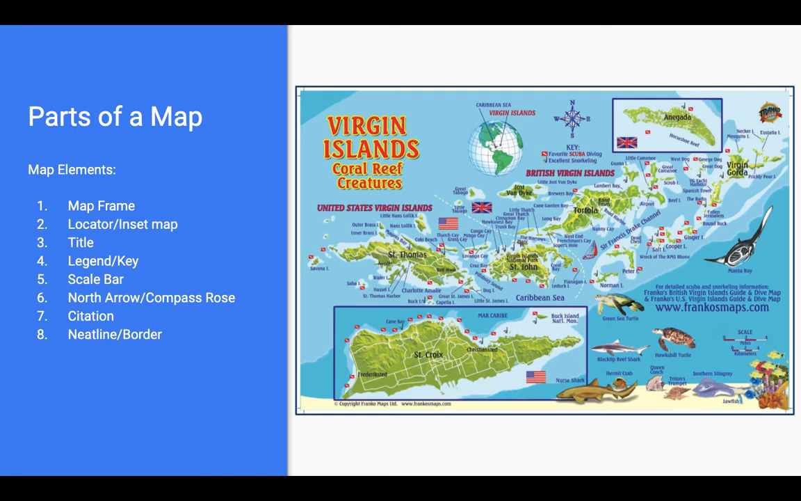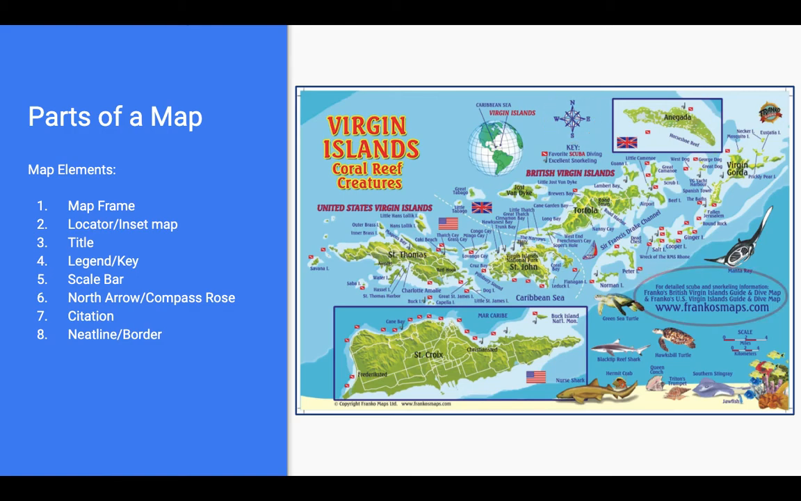And then north arrow or compass rose. In this case, this is a compass rose. Sometimes they'll just have an arrow pointing north. That's just so you can see which direction everything is going in. Not every map shows north at the top. It kind of depends on what the map is looking at, so you have to make sure you're paying attention to that.